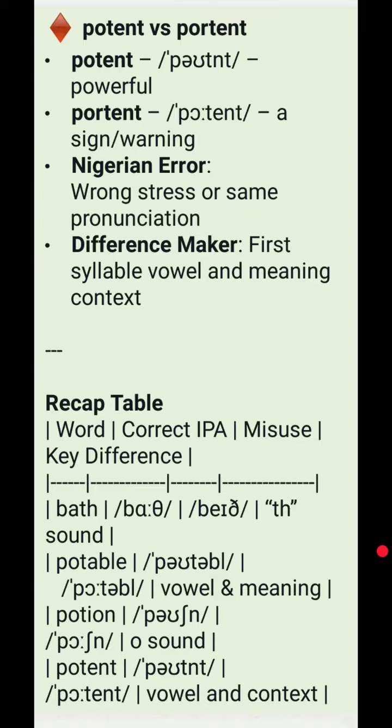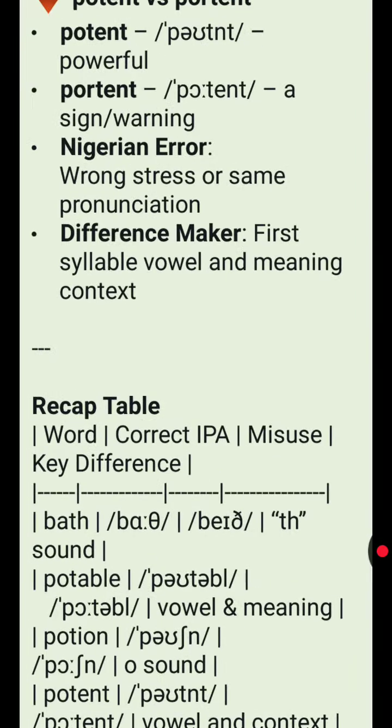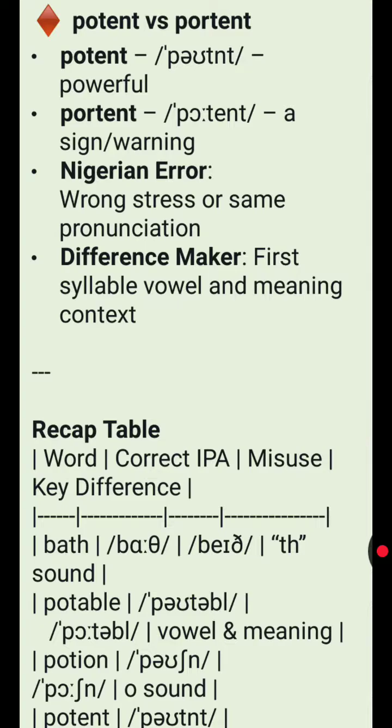Okay, the last batch of the comparison under the section of pronunciation is potent and portent. The meaning of the word potent is powerful or effective. While portent refers to a sign or warning, something like an omen, whatever the case. So, a sign or warning.